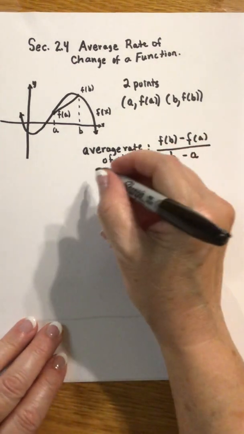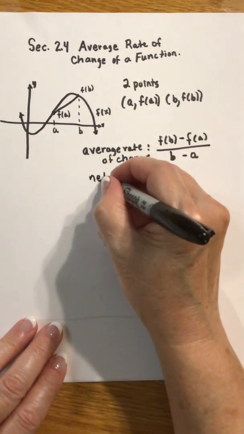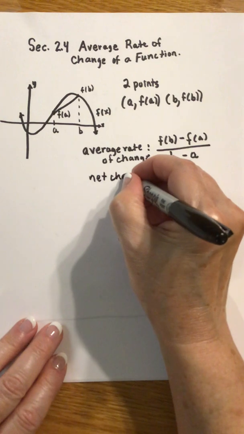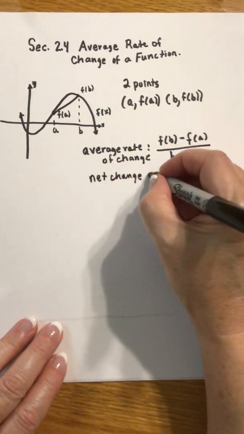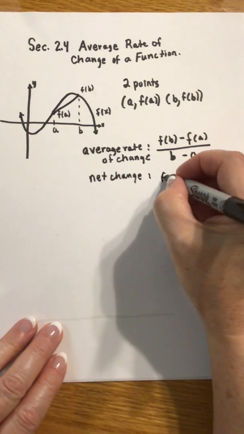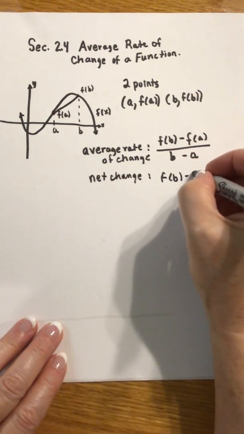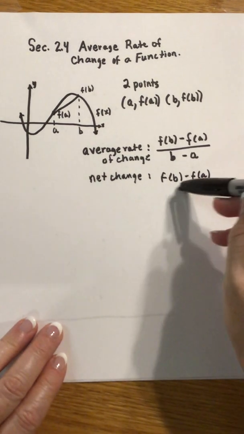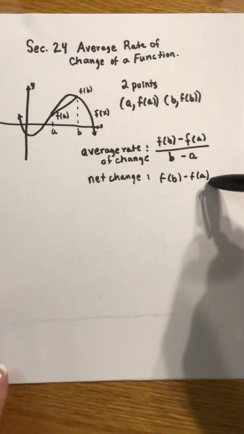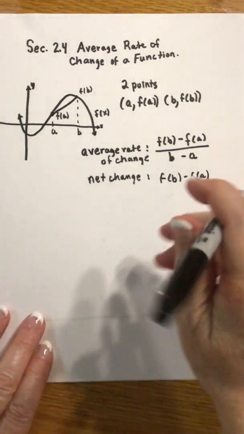Now we're also going to talk about the net change. So the net change is just the numerator, f of b minus f of a. So we still have to find f of b and f of a, but then subtract those two things. All right, so we're going to look at an example.